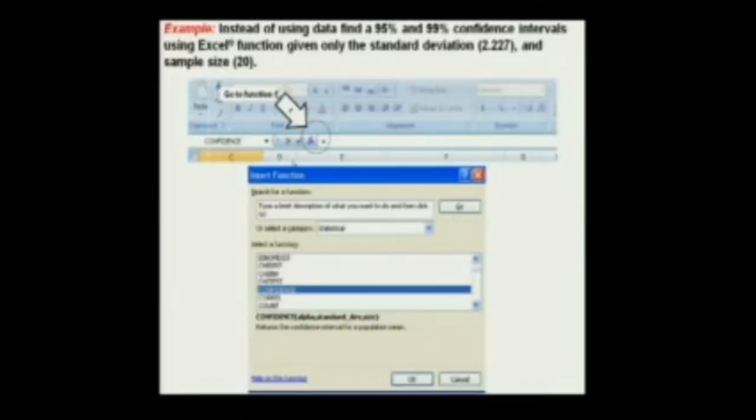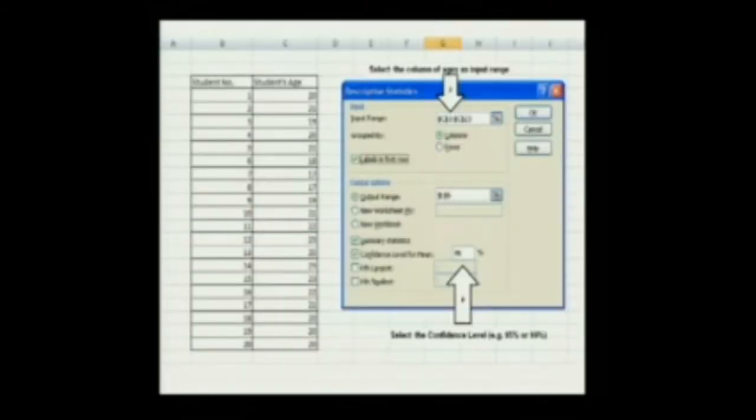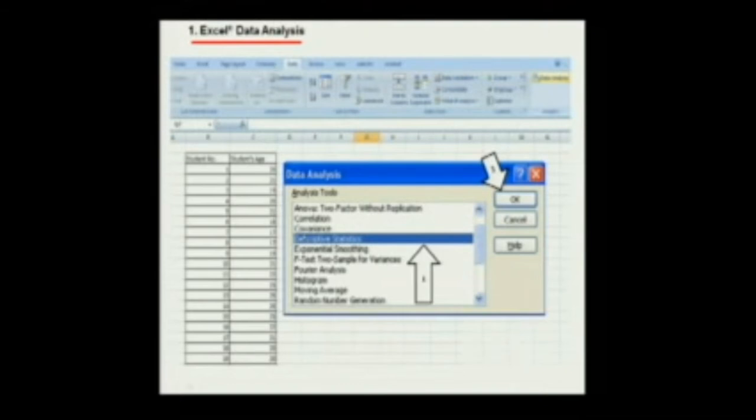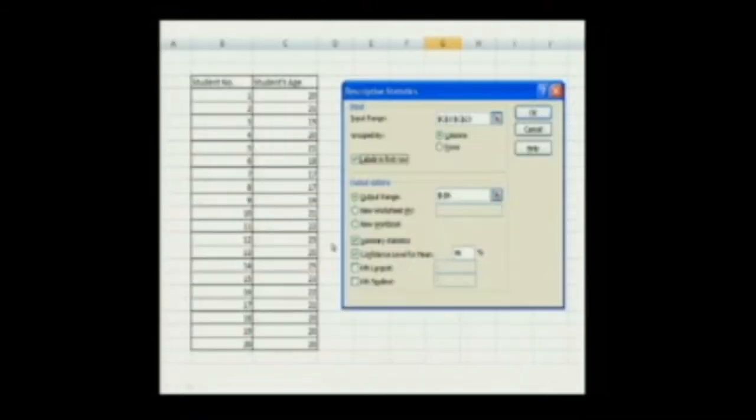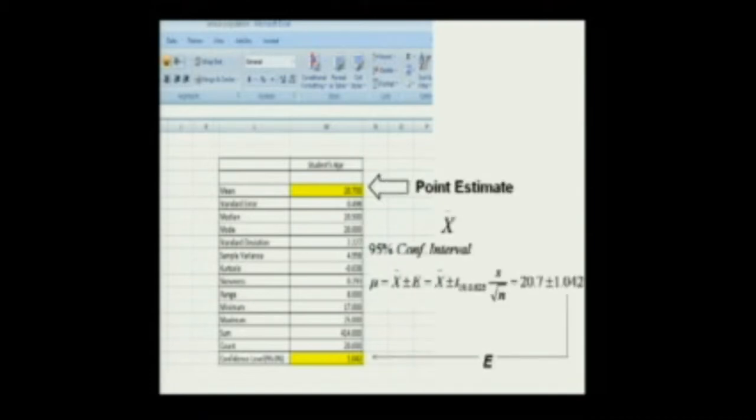If I go back in the slides, when we did the descriptive statistics, our standard deviation actually came from the descriptive statistics of this data here. So the standard deviation that we obtained, which is 2.227, was actually the standard deviation of the sample. So when we use data analysis, descriptive statistics, Excel used the small sample size of 20 because we gave it that, and it used the standard deviation of the sample, and it knows it's a standard deviation of a sample, so it uses the T statistic.